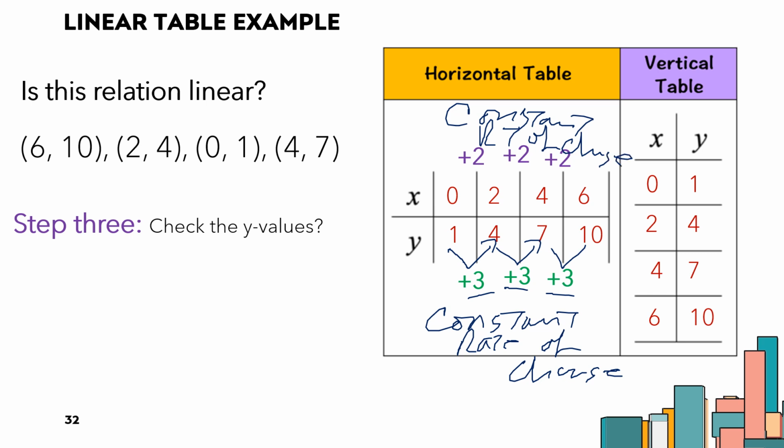So if you have a constant rate of change with the x's, which we do, and y's, it is linear. And for it to be a straight line, you have to have a constant rate of change among the x's and y's. If you have a constant rate of change in one location but not the other, it's not a straight line.